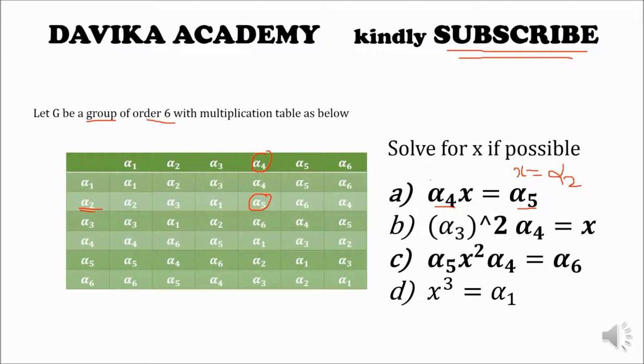Alternatively, we can now apply our main concept, that is the uniqueness of the inverse. So we take the inverse of alpha 4, what you call left hand multiplication, and we see this giving us alpha 4 inverse of alpha 4.